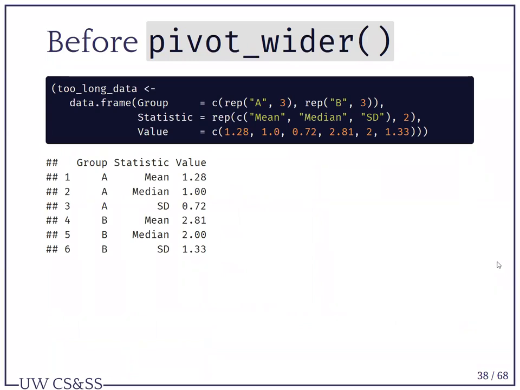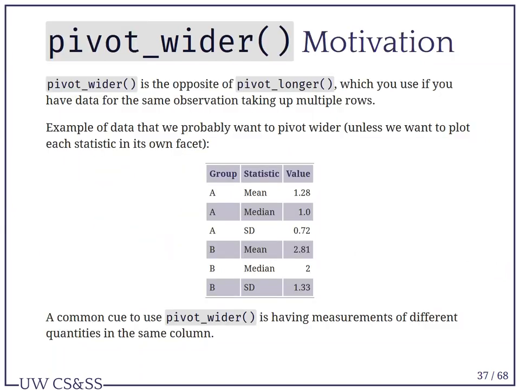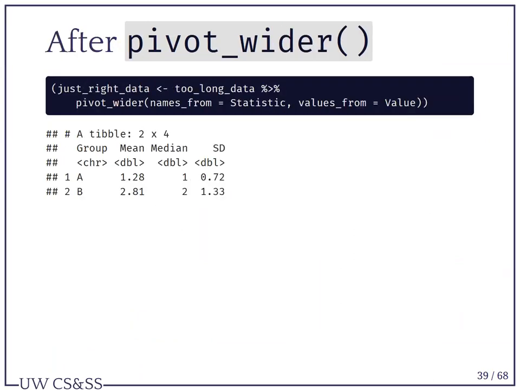Okay, so before pivot wider, let's assign to this object called toLong data, and it's going to be a data frame with this information inside. So it's the same information from this table here. So after pivot wider, the just right data, we'll assign to just right data our toLong data, and then pivot wider the names from our statistic column and the values from our value column.